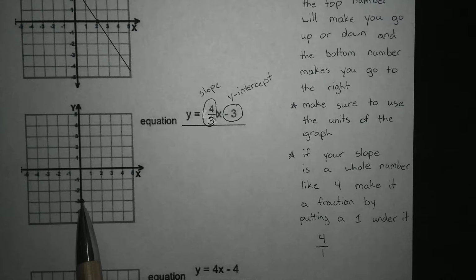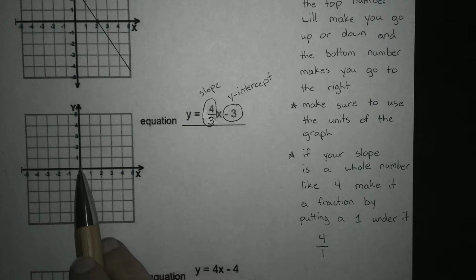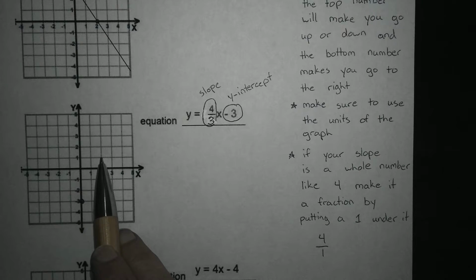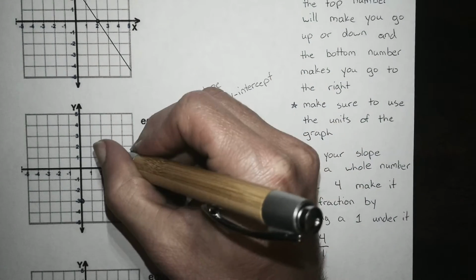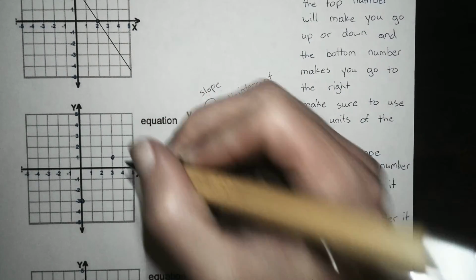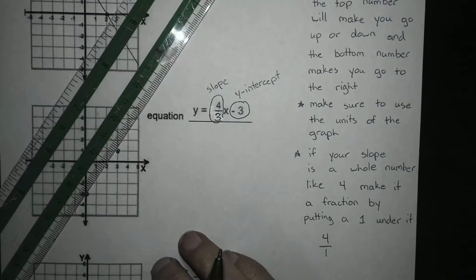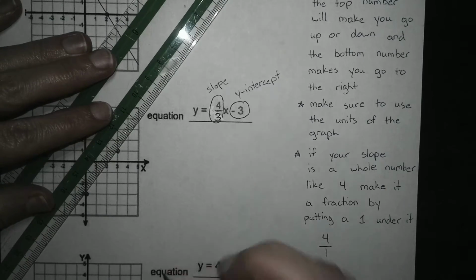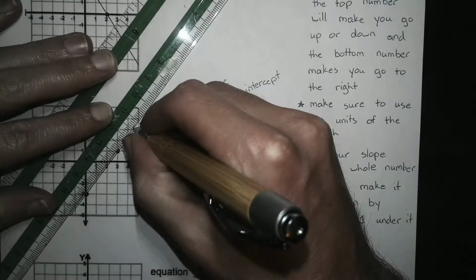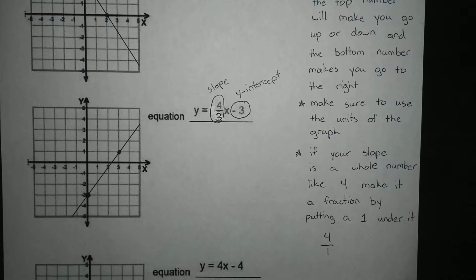I could either take negative 3 and add 4, which is 1, or in this case I can count up 4 because it's counting by 1s: 1, 2, 3, 4. And then go over 3, which is my bottom number, and we will always move to the right: 1, 2, 3, and put our next point. And that's all there is. Take my ruler, draw my line, and we're done with that one.